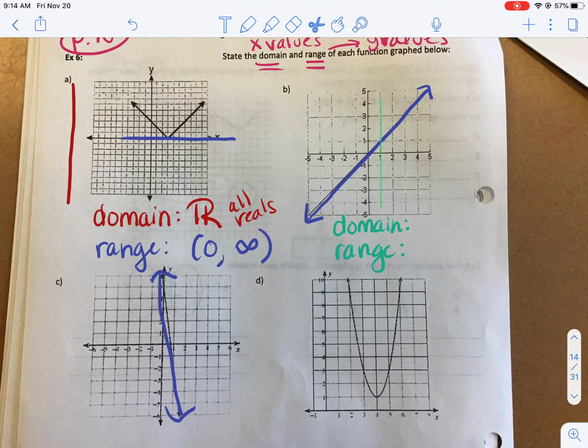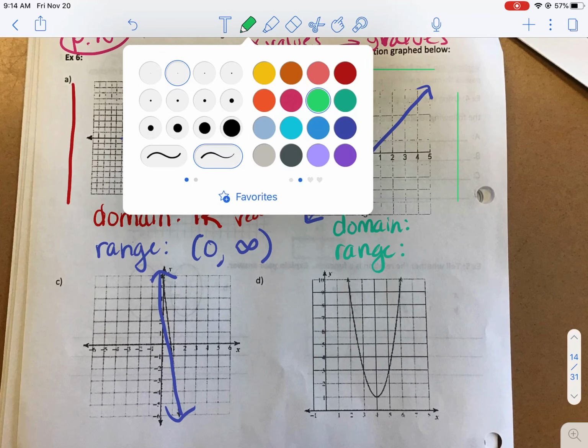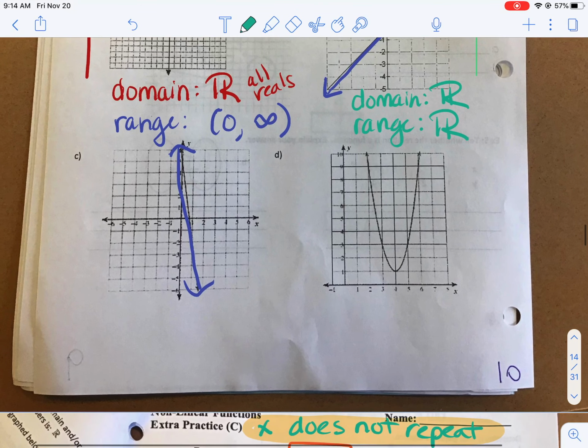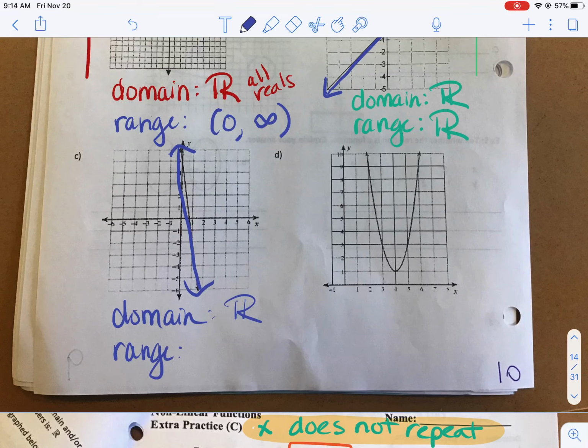If I look here, you can see that this is going to hit at every single line, and the same thing if I go this way. If I go down, it's going to hit any possible line. That's what the arrows mean, right? So our answer is going to be all real numbers, and all real numbers for the range. Same thing for down here. This is just another line, okay?